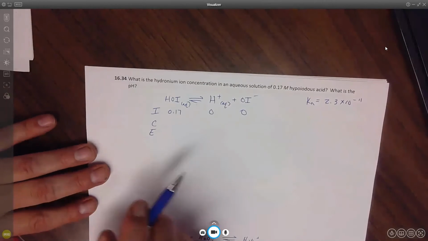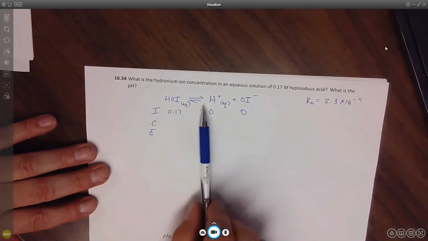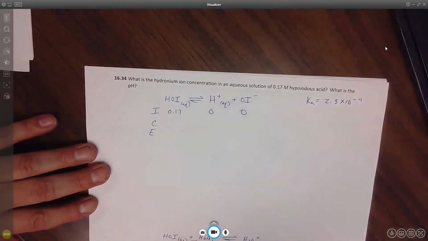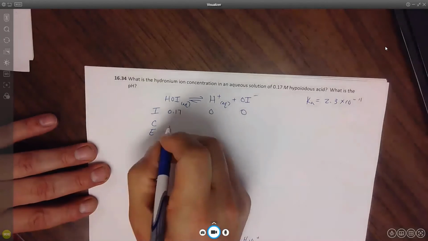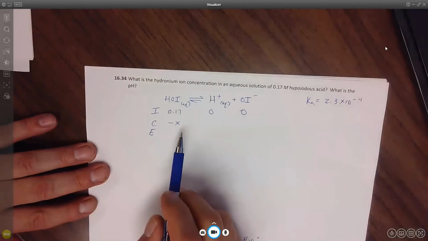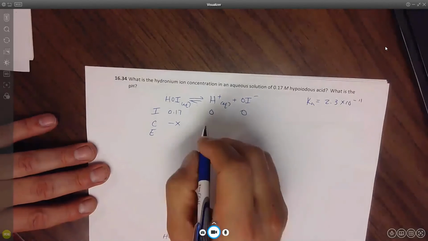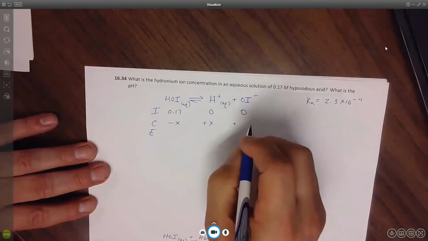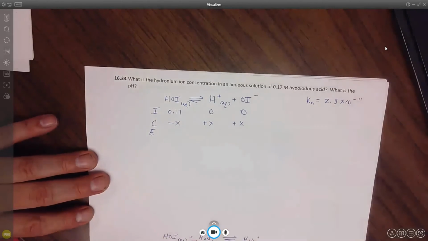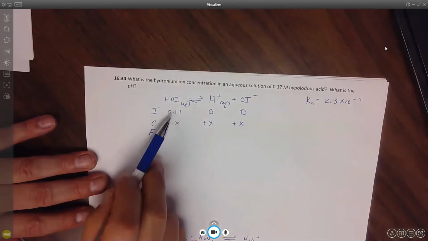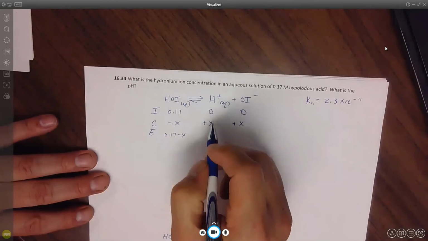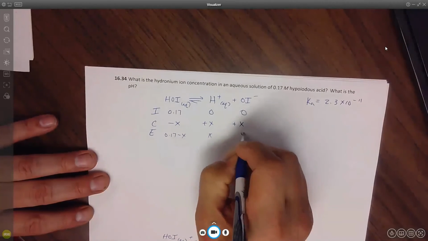So again, we're always going to treat the reaction going from reactants to products. So we're always going to lose our reactants, gain our products. This is a coefficient of 1, so we're going to lose 1 of the acid. Coefficient of 1 will gain 1 hydrogen ion, and coefficient of 1 will gain 1 hypoiodite ion. Equilibrium, always the same. We just add the initial and change. So 0.17 minus x, 0 plus x is x, 0 plus x is x.